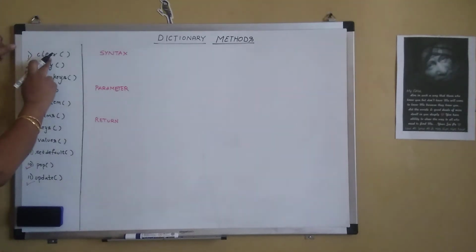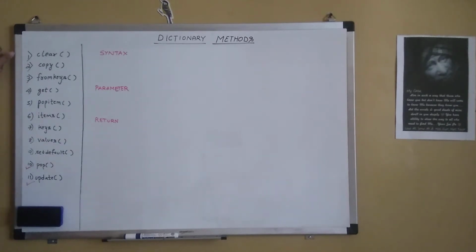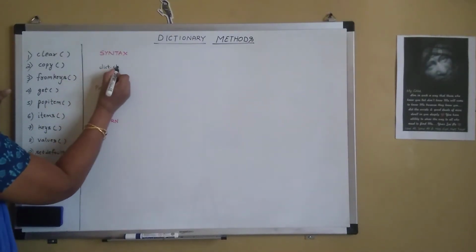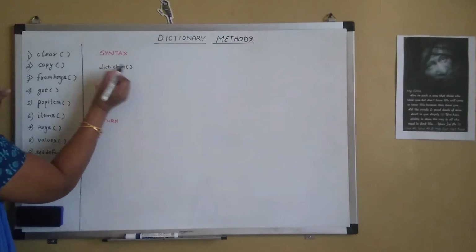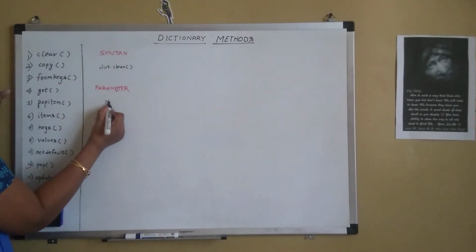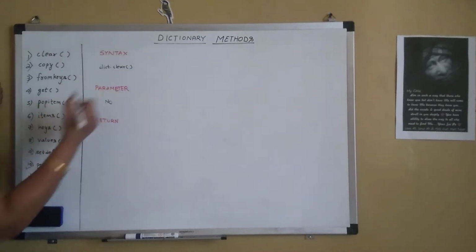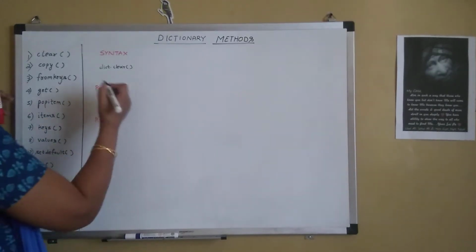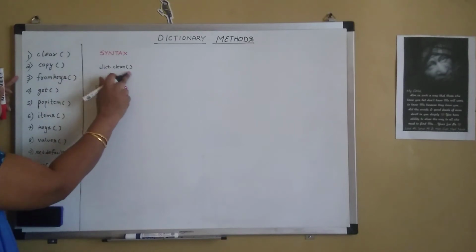As the name suggests, clear removes the items present in the dictionary. So the syntax for this is dict.clear(), and no parameters are passed to it. We don't pass any parameters to the clear method and it does not return anything. So no return value. The syntax is dict.clear().